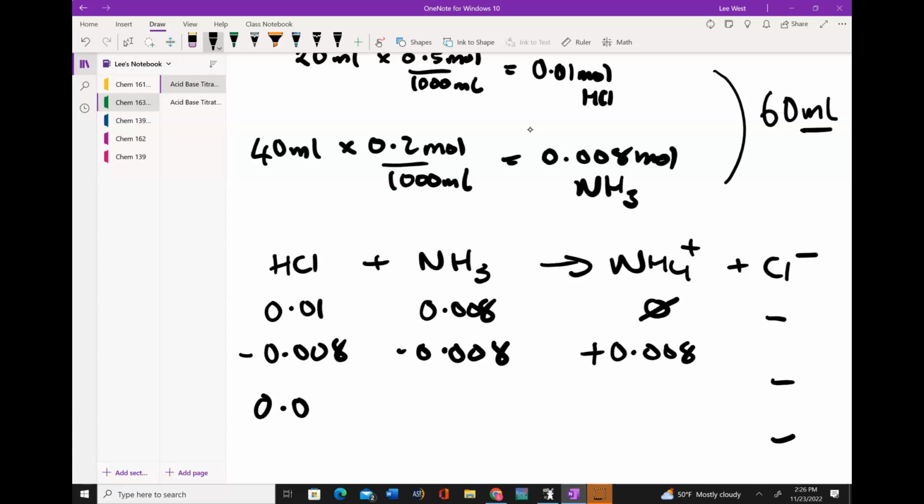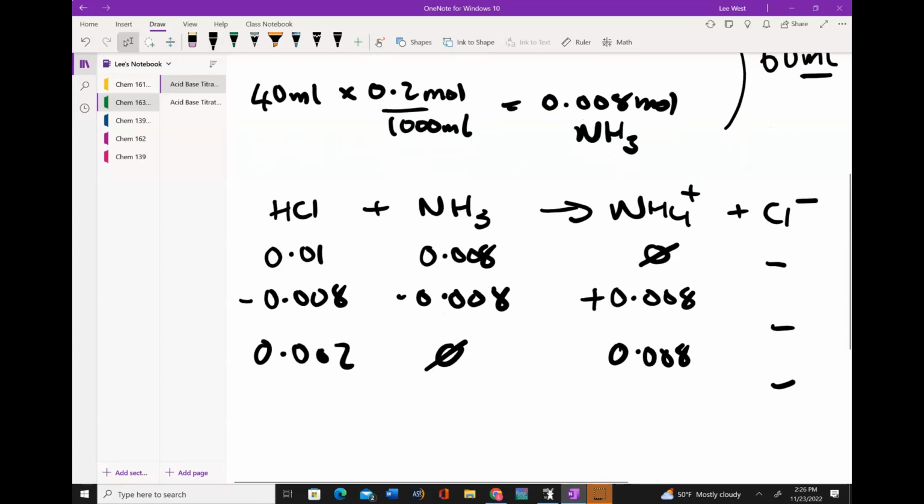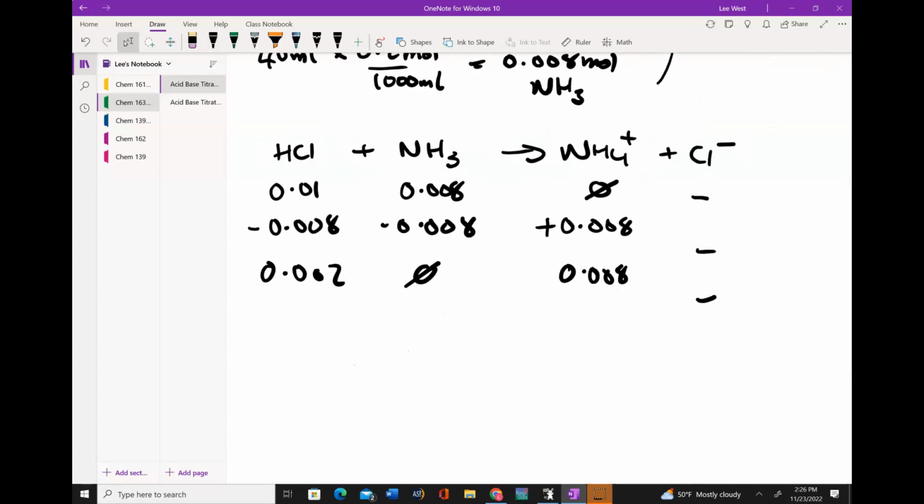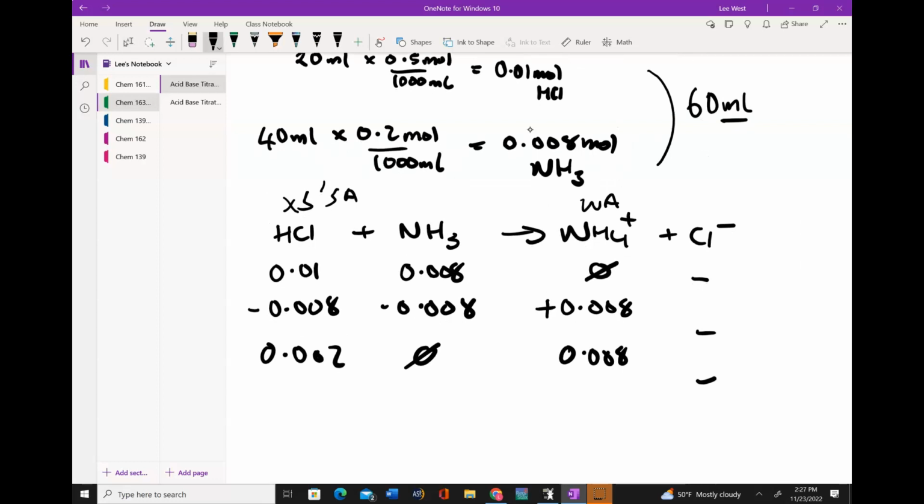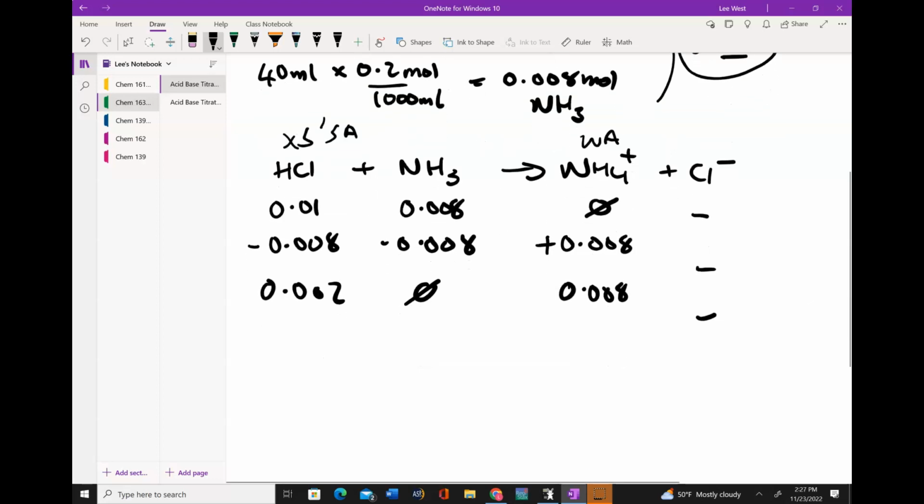And so we're going to be left with 0.002 moles of HCl, no ammonia, and 0.008 moles of the ammonium cation. So when you are beyond the equivalence point, what you've really got is a solution of your conjugate acid and a little bit of excess strong acid, right? And because we're dealing with the pH of a solution that contains a weak acid, we're going to do a Ka ICE table, but we must correct for the dilution. So that's going to be a little bit tricky.